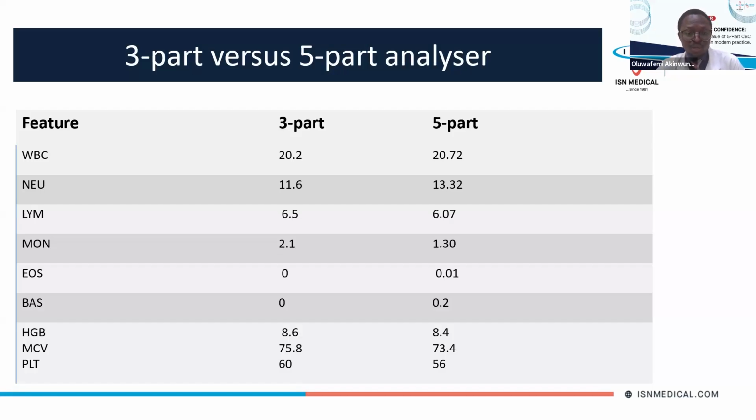Hemoglobin 8.6 and 8.4 respectively, not much of a difference. MCV rather, 75 versus 73, not much of a difference. Platelet equally, 60 versus 56, and not much of a difference. But in the analysis of the differentials, that is where you see the three-part analyzer not really giving you exactly what you need.